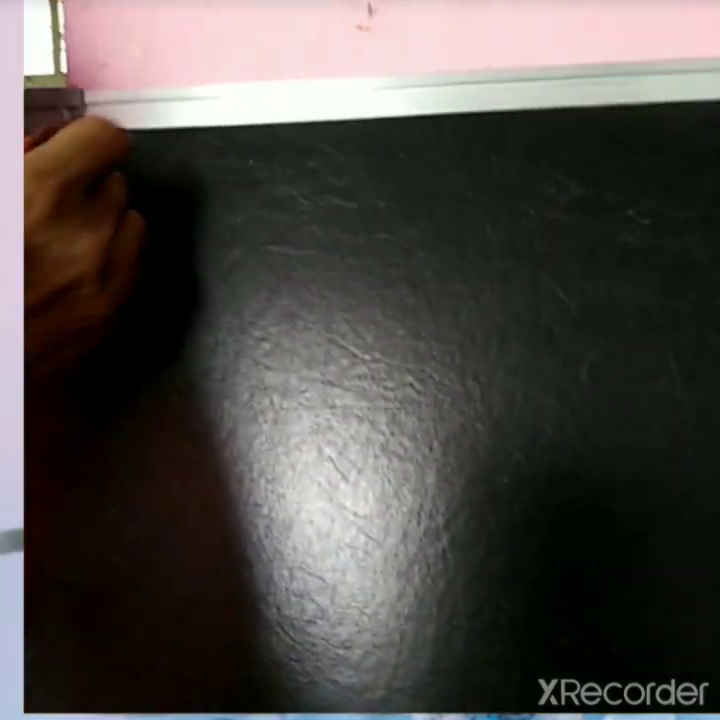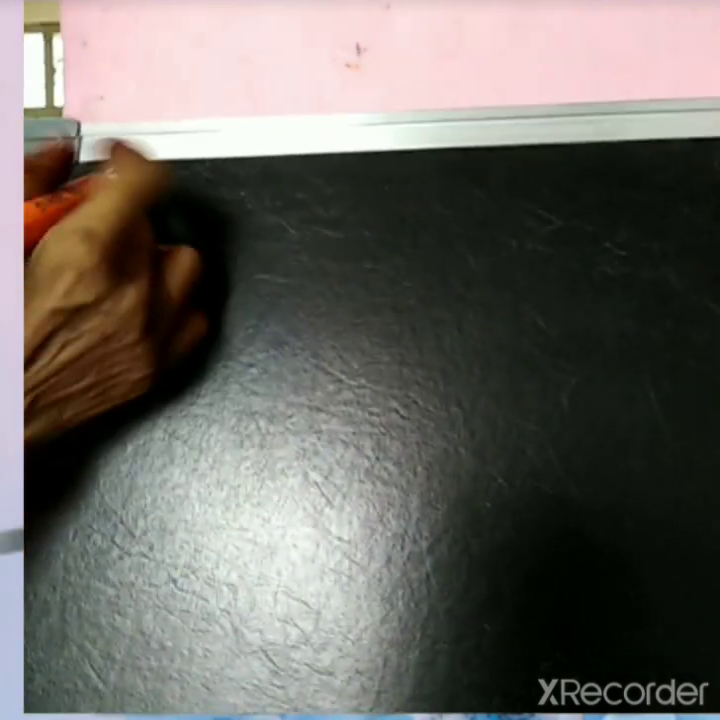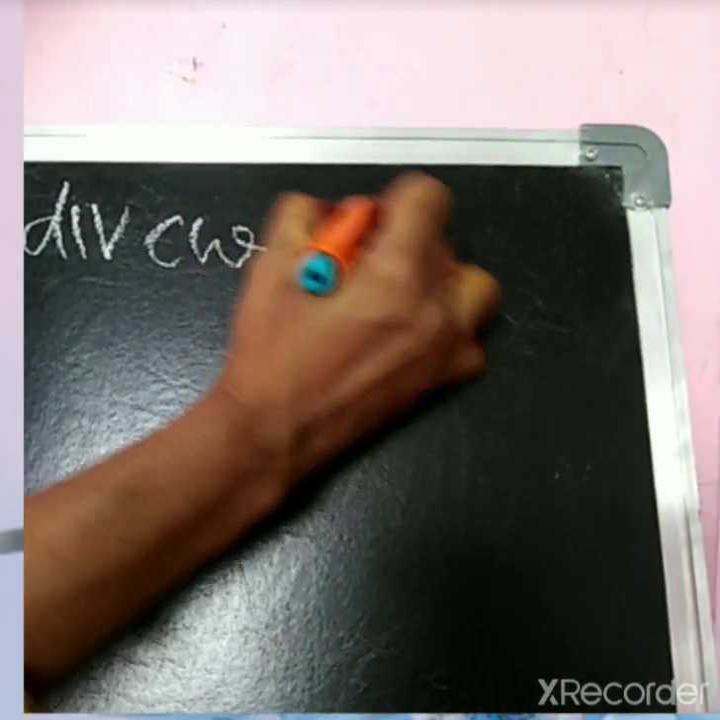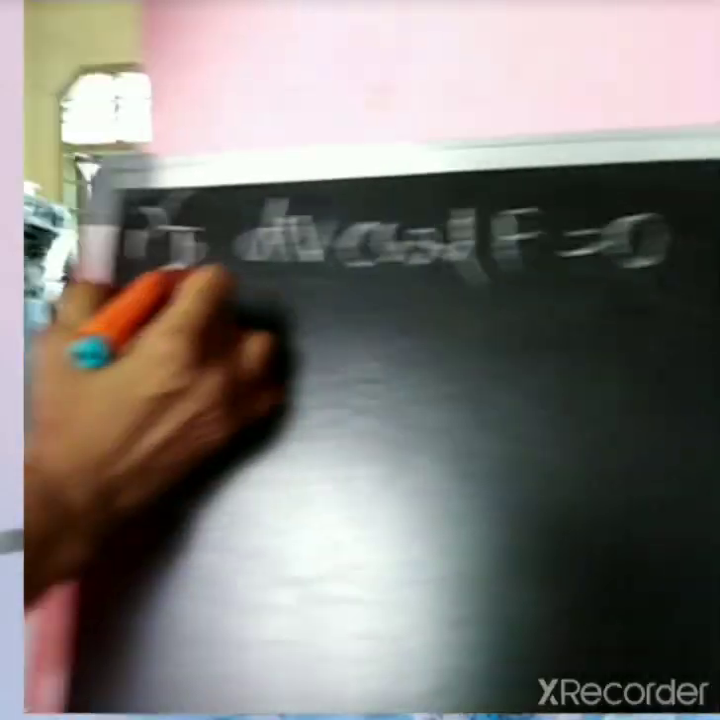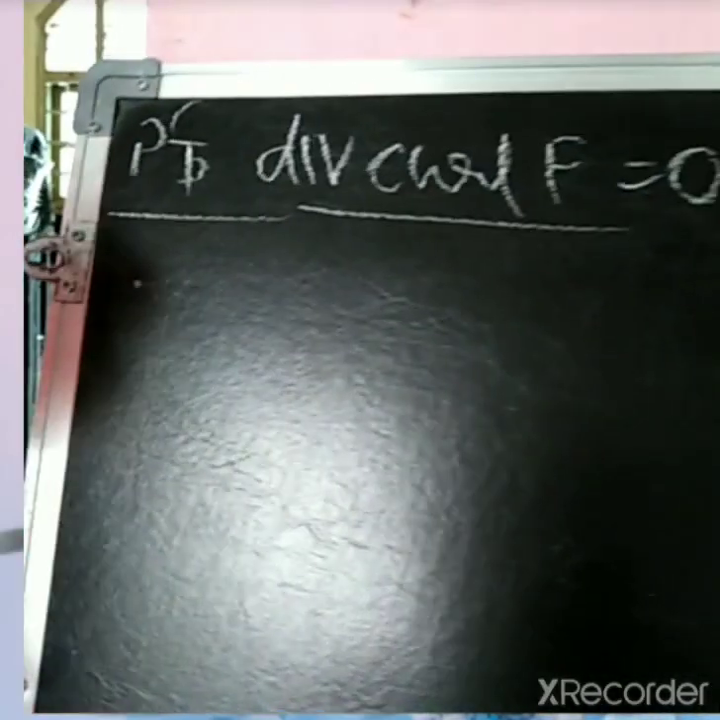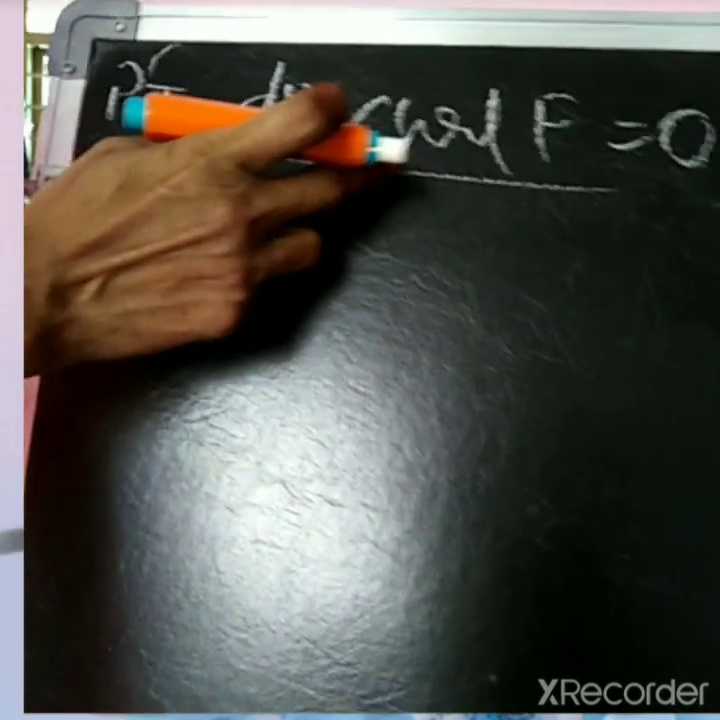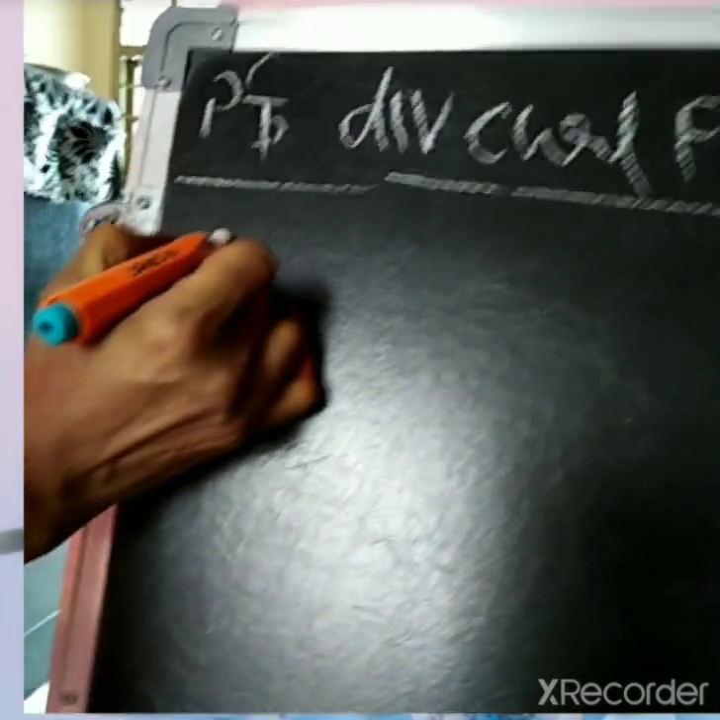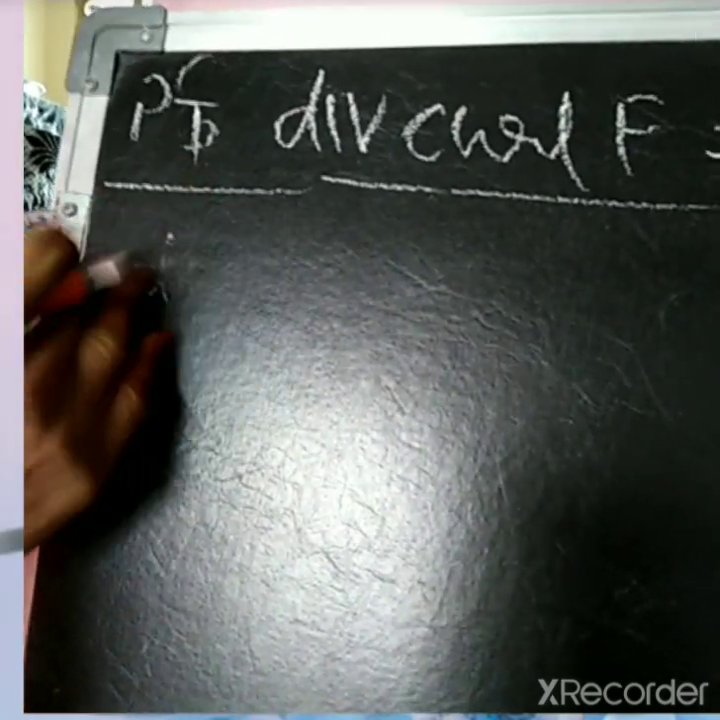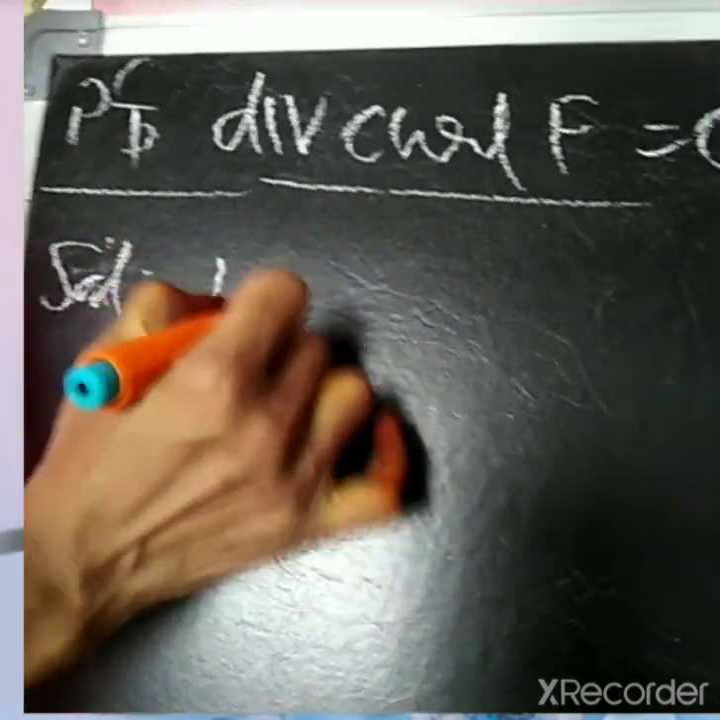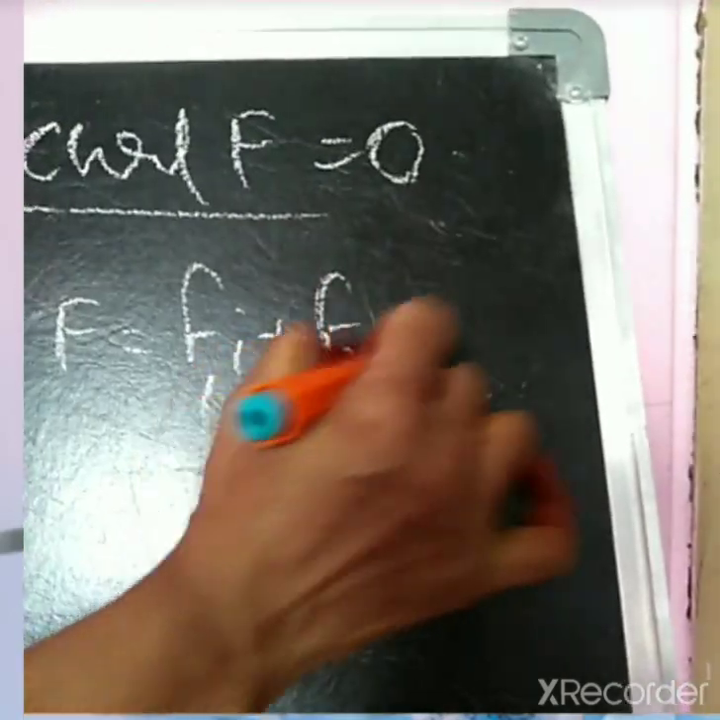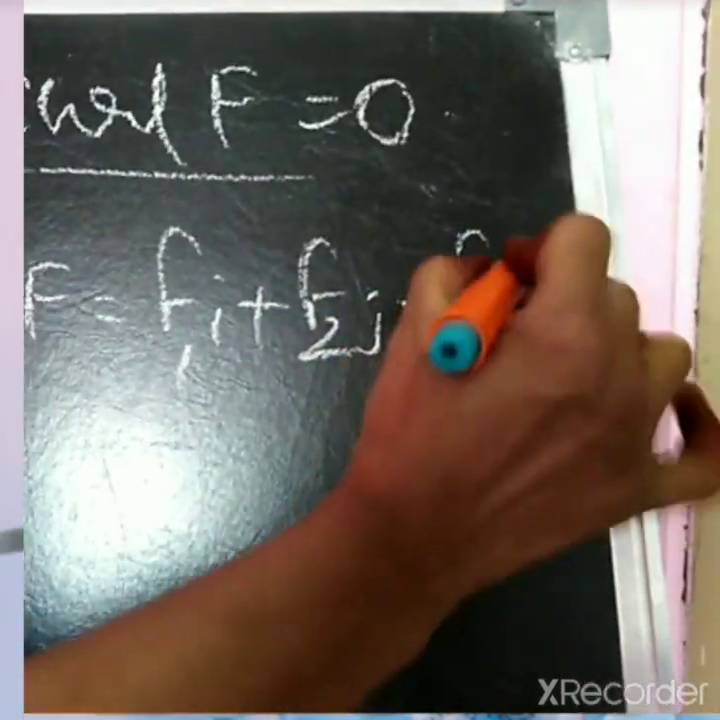So now the problem: prove that div curl f is equal to 0. So this was the problem. First we find curl f, then find the divergence. So first, curl f. Let f be equal, suppose f1 i plus f2 j plus f3 k.